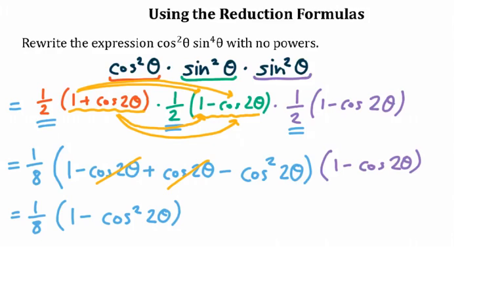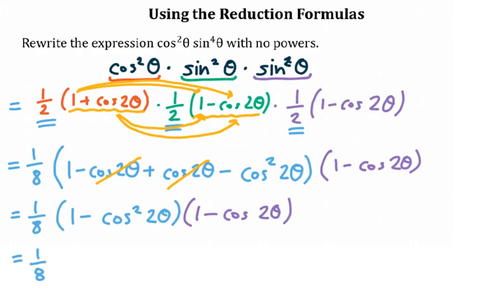Okay, and that's still multiplied again by the 1 minus cosine 2 theta. So maybe at this point we could go ahead and FOIL again. The order in which you do this doesn't necessarily matter. Some folks are going to tell me that they want to use the identity again right away here, but let's go ahead and just FOIL it out.